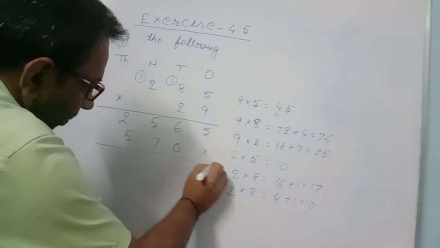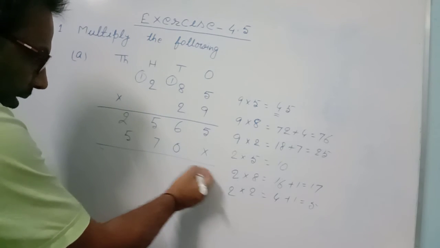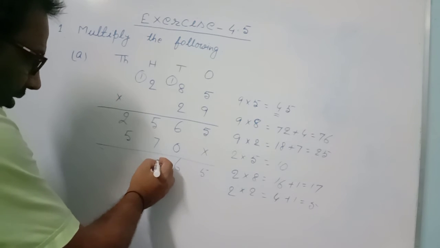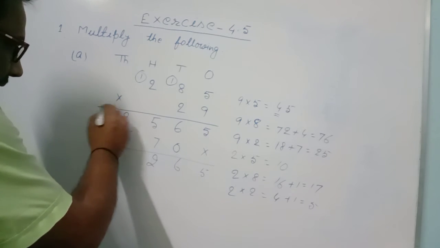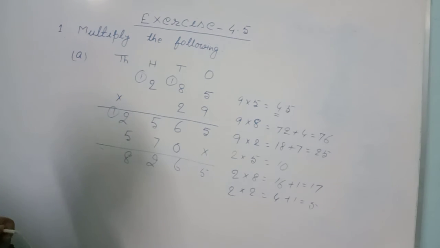Now we will do the work of addition. 5 came down, 6 came down, 5 plus 7, 12. Here carry 1, 1 plus 2, 3, 3 plus 5, 8. This multiplication of 285 and 29 became 8265.